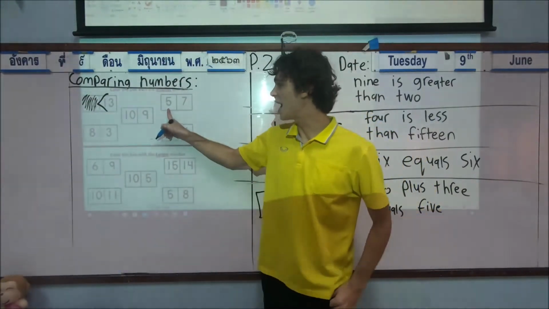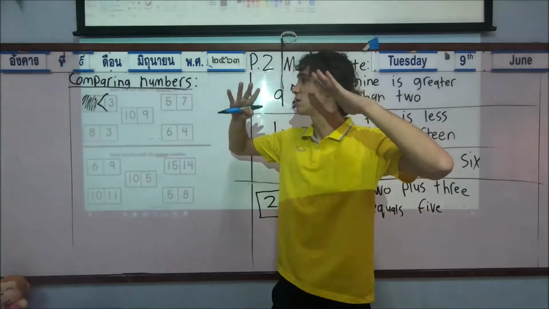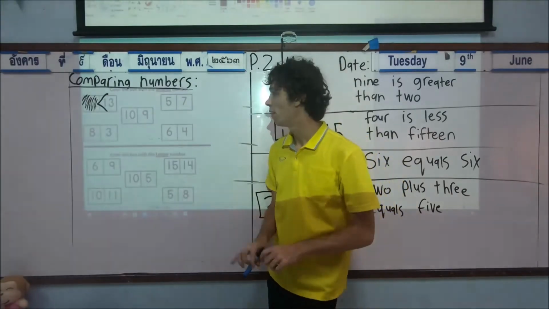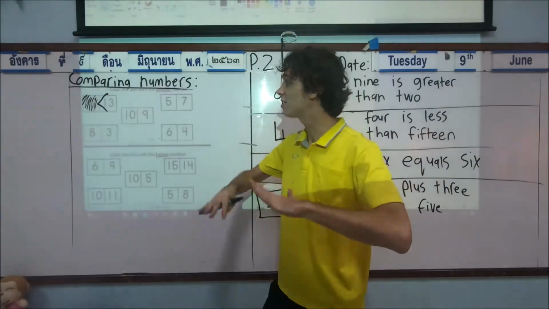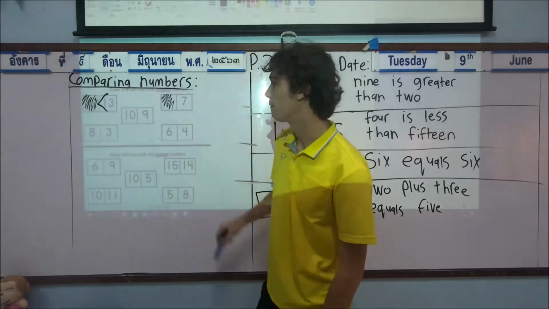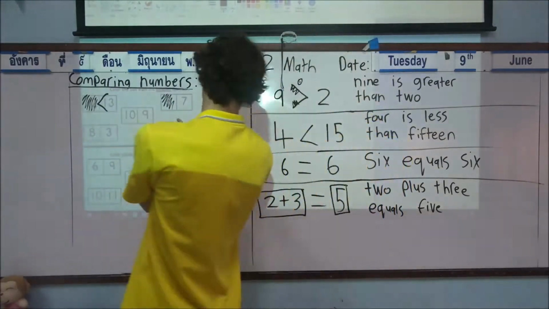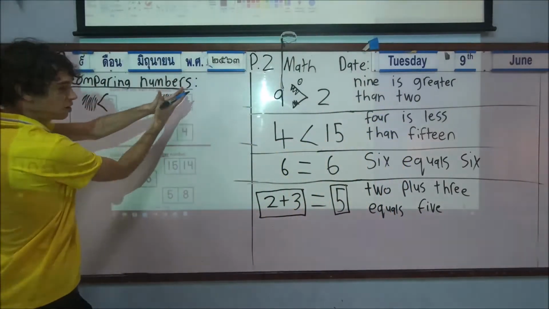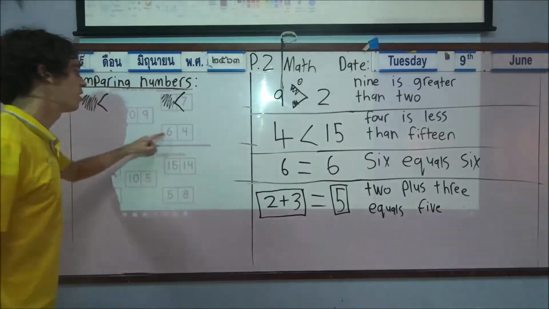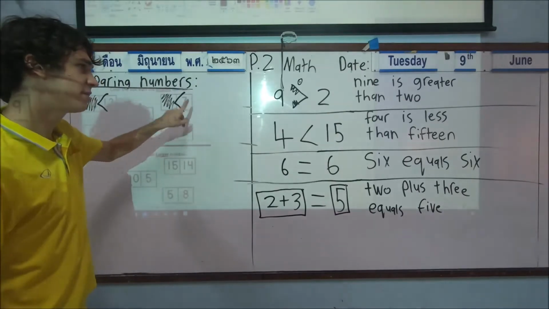Let's look at 5 and 7. Which one is smaller? 5 is smaller, so we color 5. If we want to use an alligator, we eat 7. 7 is bigger. 5 is less than 7.